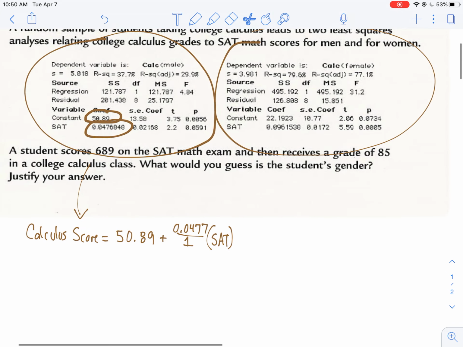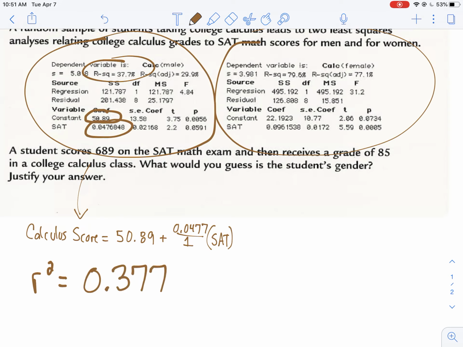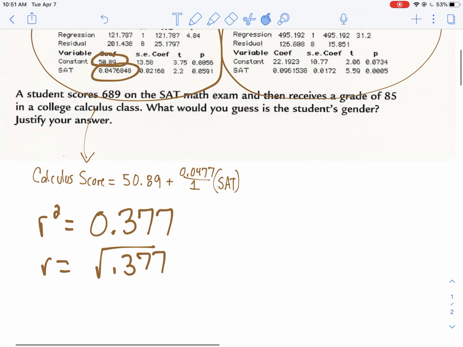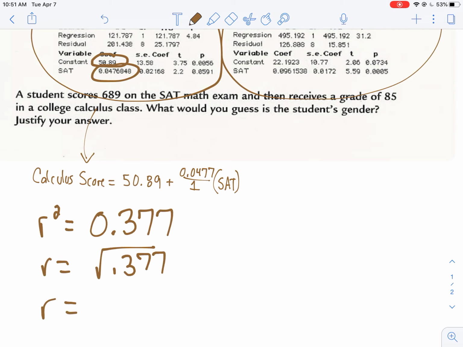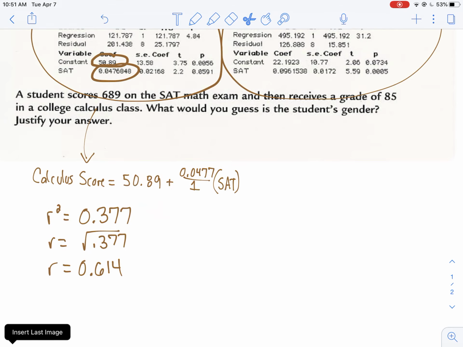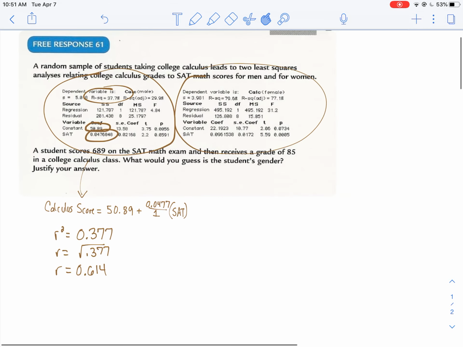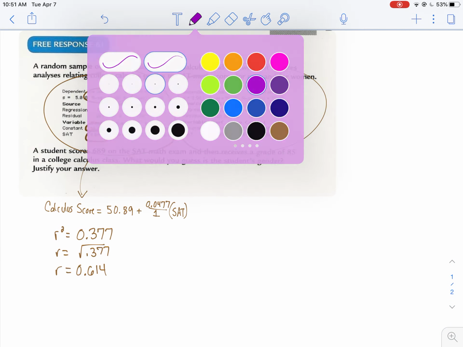I'm also going to look at a few other things up here. They give me an r squared value right here, and I'm going to keep that in mind. R squared equals 0.377. To figure out my r value, I just have to find the square root of that. Hopefully you did the same thing I did, and you get about 0.614. That tells me I'm looking at a moderately strong, I'd even say close to weak, positive linear correlation here. So I'm going to bear that in mind.